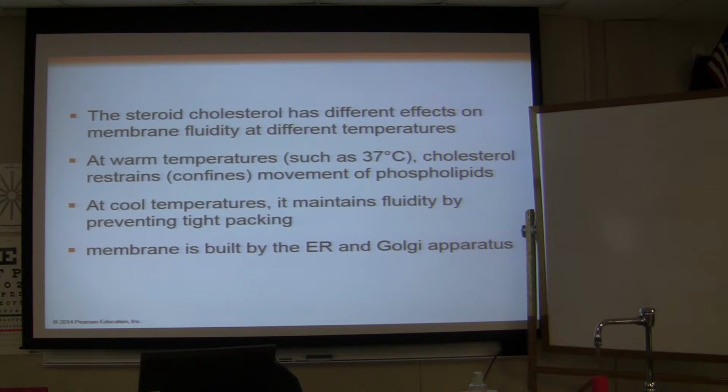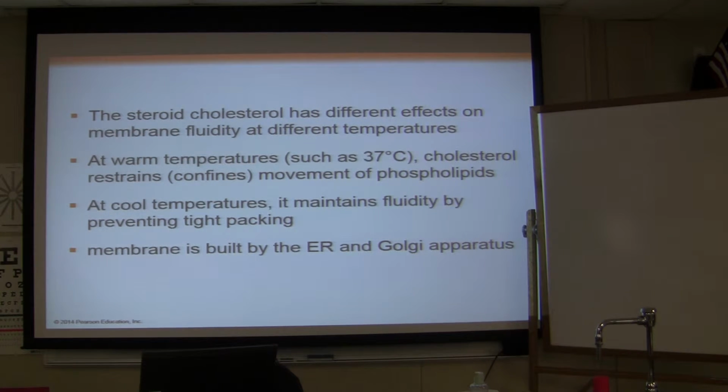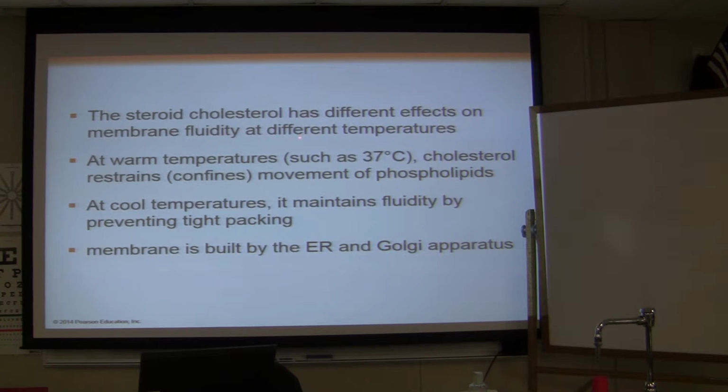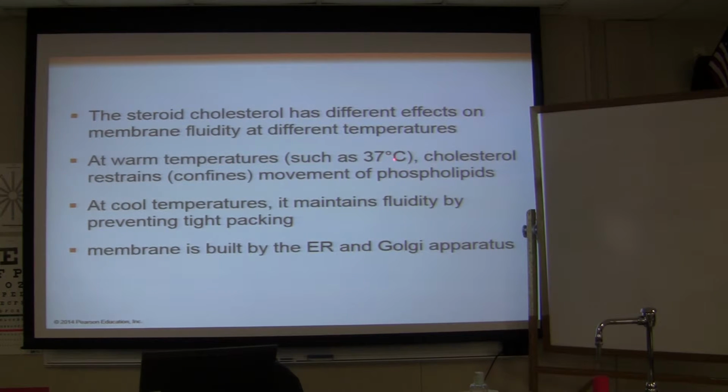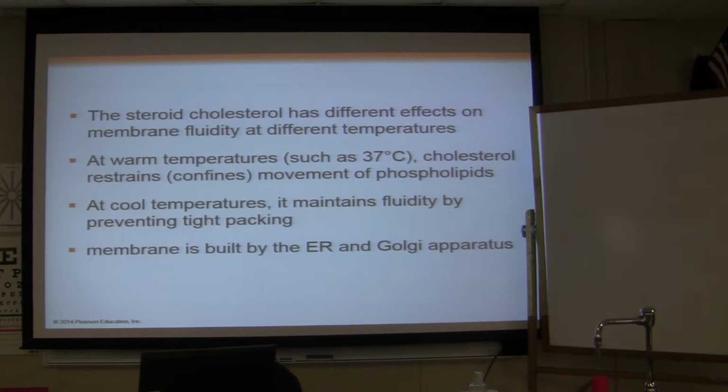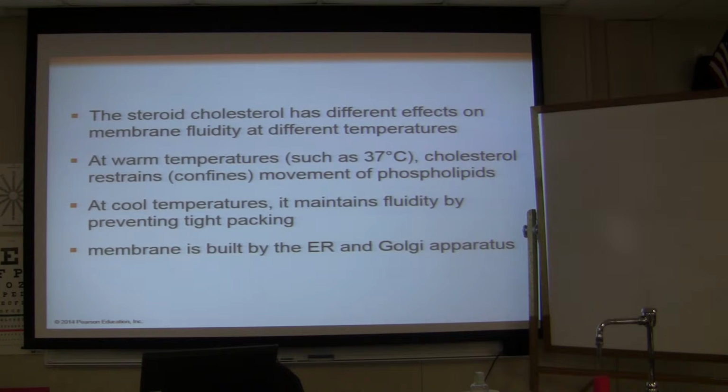Steroids, cholesterol, I already mentioned that. Cholesterol has different effects on membrane fluidity at different temperatures. At warm temperatures such as 37 Celsius, which is your body temperature, cholesterol restrains, confines, holds on to the movement of phospholipids. At cool temperatures, it maintains fluidity by preventing tight packing.